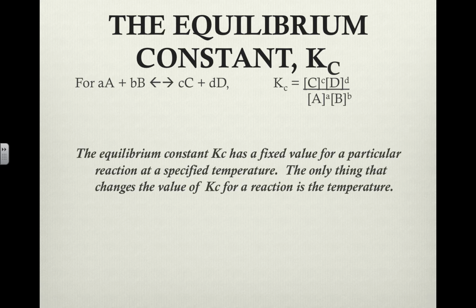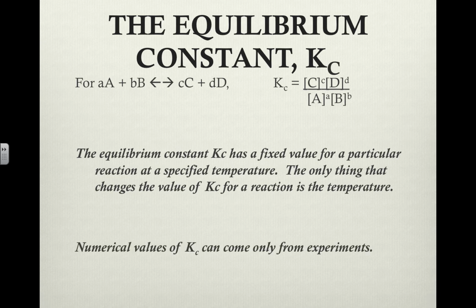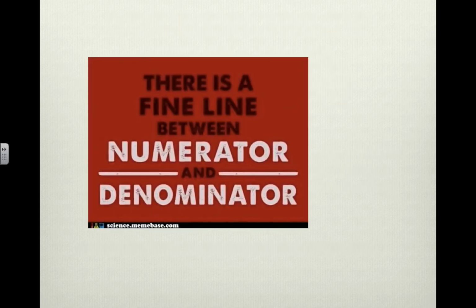So Kc has a fixed value for a given reaction at a specific temperature. The only thing that'll change Kc is a change in temperature. We'll get there later on. But just know that changes in pressures, initial amounts of reactants and products, catalyst, all those sorts of things, they don't change Kc. And we're going to see that numerical values for this equilibrium constant will only come from experimentation. We can't predict it from the balanced equation or something like that.